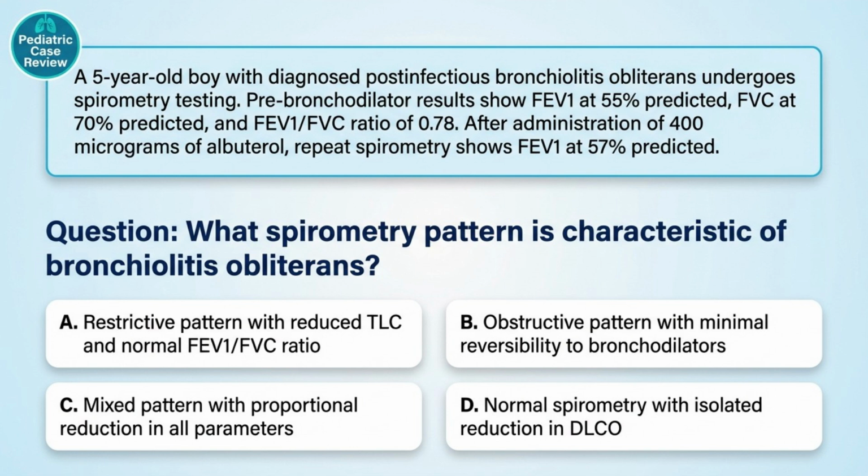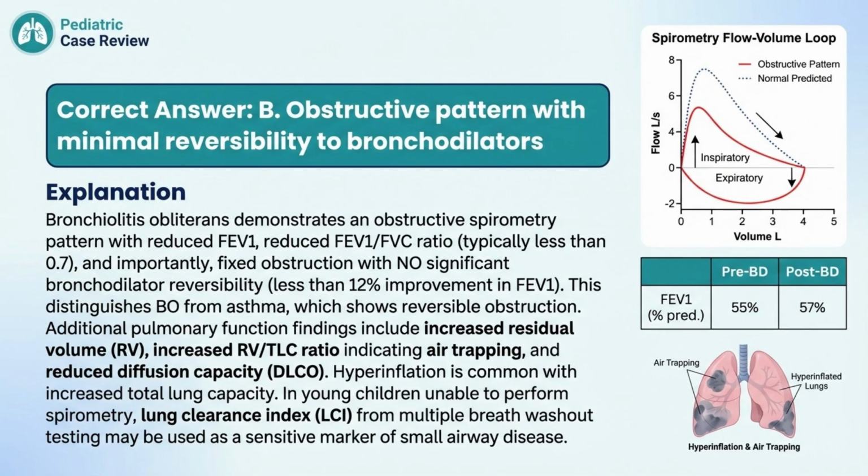Option 1. Restrictive pattern with reduced total lung capacity. Option 2. Obstructive pattern with minimal reversibility to bronchodilators. Option 3. Mixed pattern with proportional reduction. Option 4. Normal spirometry with isolated reduction in diffusion capacity. The correct answer is option 2. An obstructive pattern with minimal reversibility.